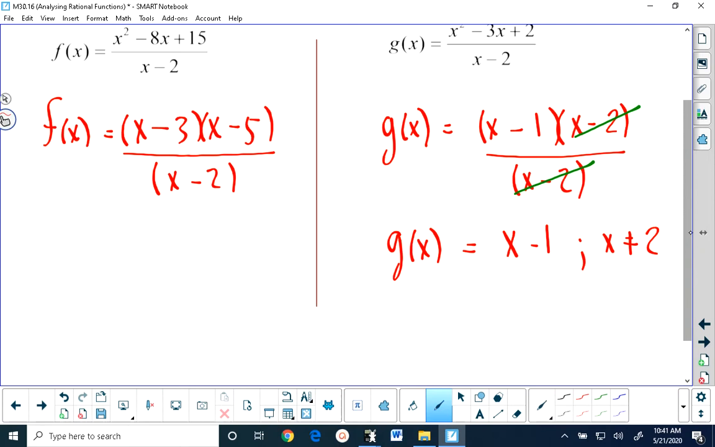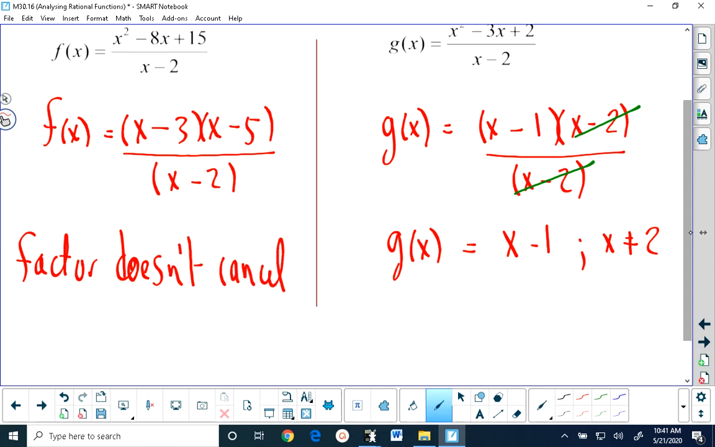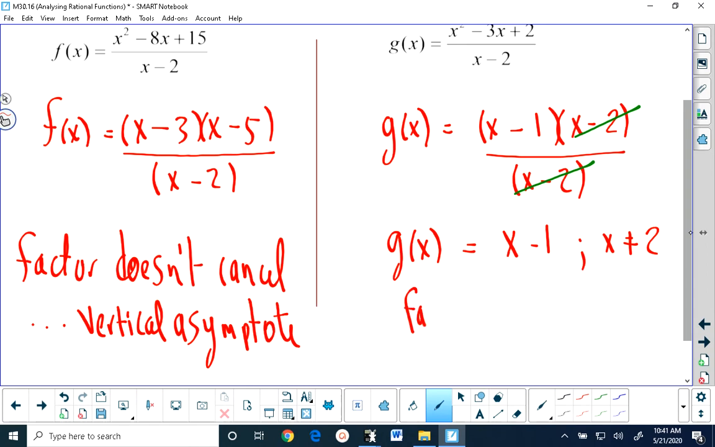So what is the rule? If the factor doesn't cancel, then you have a vertical asymptote. If the factor cancels, then you have a hole. That's it. That's the rule.